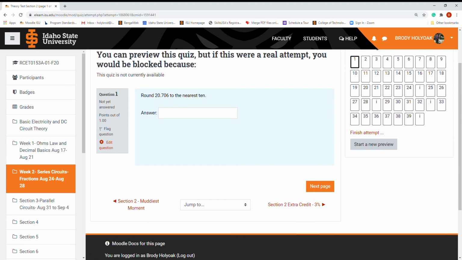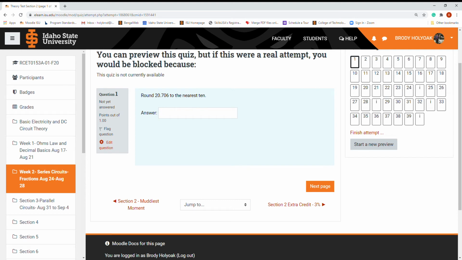Okay, so we're going to round 20.706 to the nearest 10. So where's our tens place? The 2. Good. So the 2, rounding it to the nearest 10, we look at the next digit. Does it round up or stay the same? There's our answer, 20.